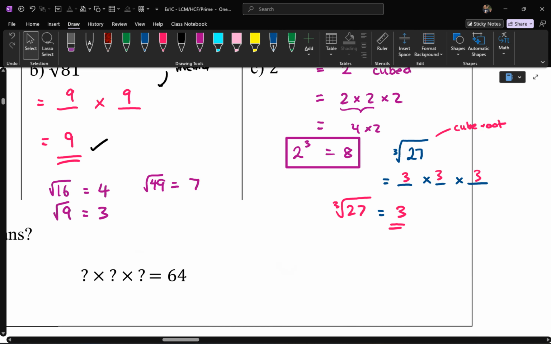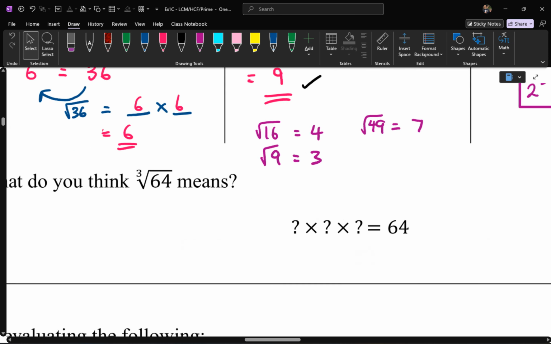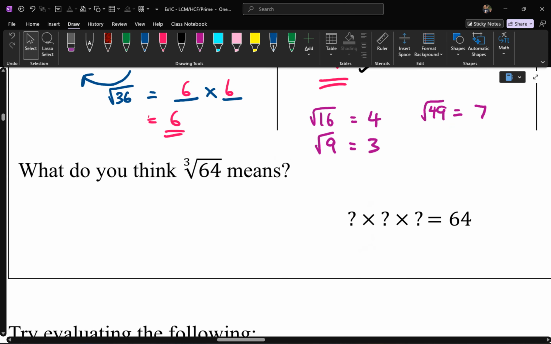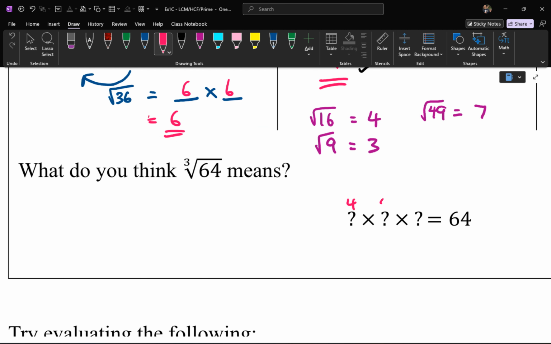So let's test your understanding now. Let's try this one. Cube root of 64. What number times itself 3 times gives you 64? 4. Very good. It's 4 times 4 times 4. 4 times 4 is 16. 16 times 4 is 64.